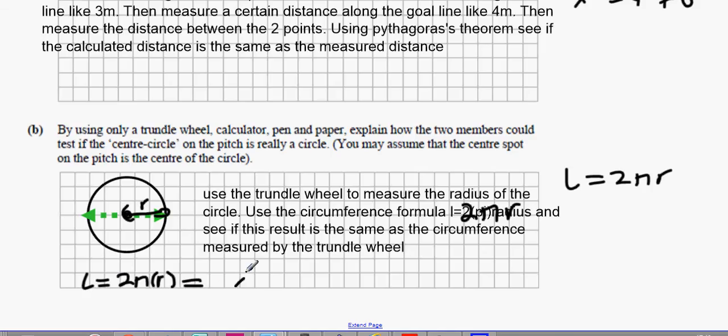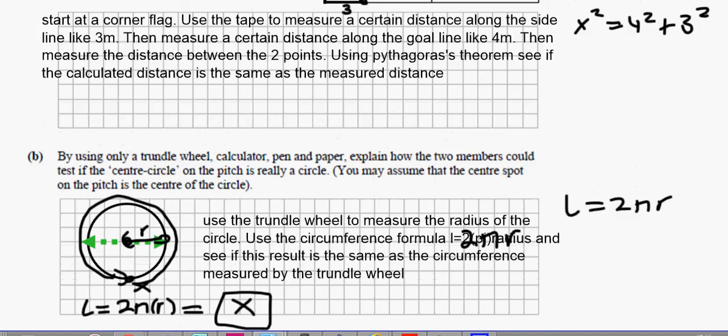Let's call it x. Then go to the outside of the circle. Use your trundle wheel to measure around the circle and see how close this value is to x. If this value is very close or exactly the same as x, this is a perfect circle. If it's not the same value as x, it's not a circle. So that's the answer to that question, and make sure the two match. Now we're on question 6.